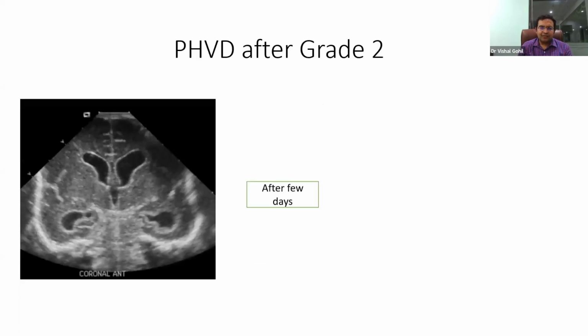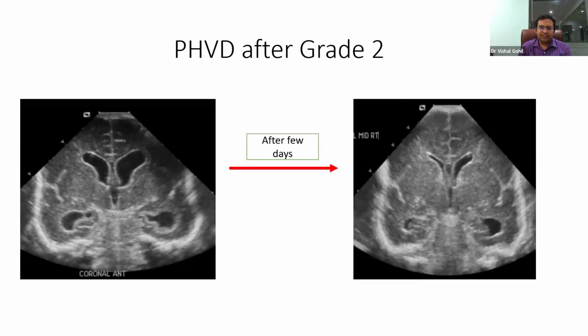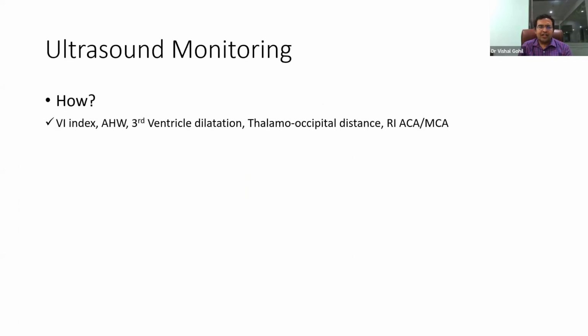So this is one example, grade 2 IVH, and when you monitor serially, you can see it resolve on its own. So no need to do anything. How will you do the ultrasound monitoring? We have 5 indices in front of you. One is the ventricular index, which is widely accepted, and there is a lot of research on it, and people mostly use this parameter for therapeutic intervention. The supplementary indices are anterior horn width, third ventricle dilatation, thalamo-occipital distance, and RI of ACA or MCA.